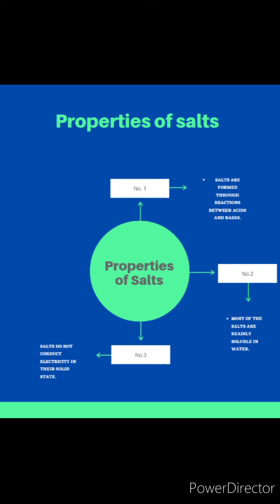Students, now let us summarize the properties of salts through a mind mapping diagram. First, salts are formed through reactions between acids and bases. Second, most of the salts are readily soluble in water. Third, salts do not conduct electricity in their solid state. However, molten salts and solutions of salts in water conduct electricity.